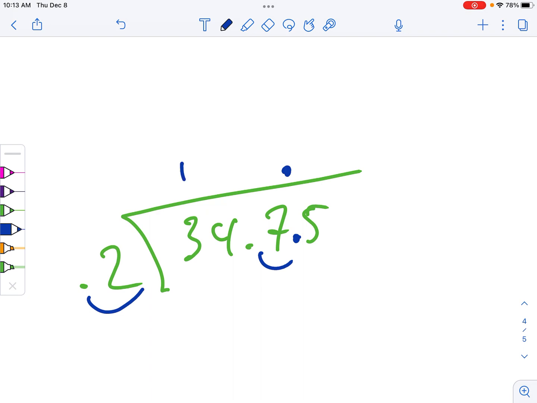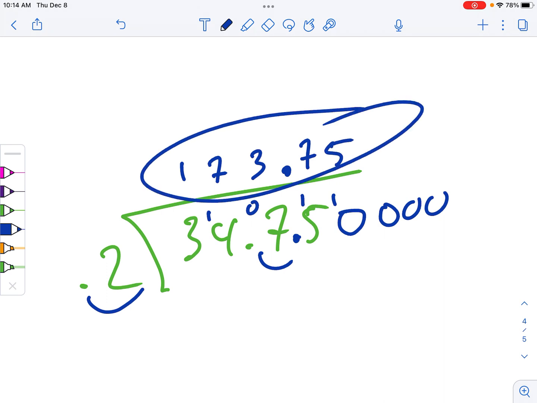Okay, 2 goes into 3 once with 1 left over. 2 goes into 14 7 times with no left over. 2 goes into 7 3 times. 2 times 3 is 6 with 1 left over. 2 goes into 15 7 times. 2 times 7 is 14. There's 1 left over, so I got to put a 0 here, and so we got to deal with that remainder. I can put as many zeros as I want at the end, but eventually I'm not going to need them. 2 goes into 10 5 times. Done. There's my answer.